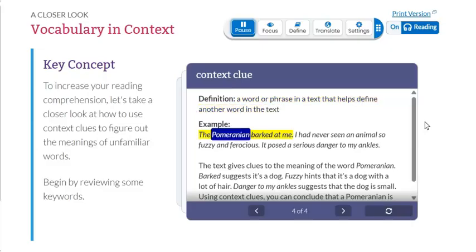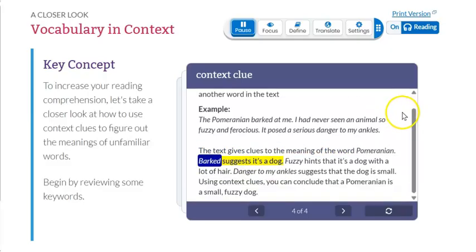Example. The Pomeranian barked at me. I had never seen an animal so fuzzy and ferocious. It posed a serious danger to my ankles. The text gives clues to the meaning of the word Pomeranian. Barked suggests it's a dog. Fuzzy hints that it's a dog with a lot of hair. Danger to my ankles suggests that the dog is small. Using context clues, you can conclude that a Pomeranian is a small, fuzzy dog.